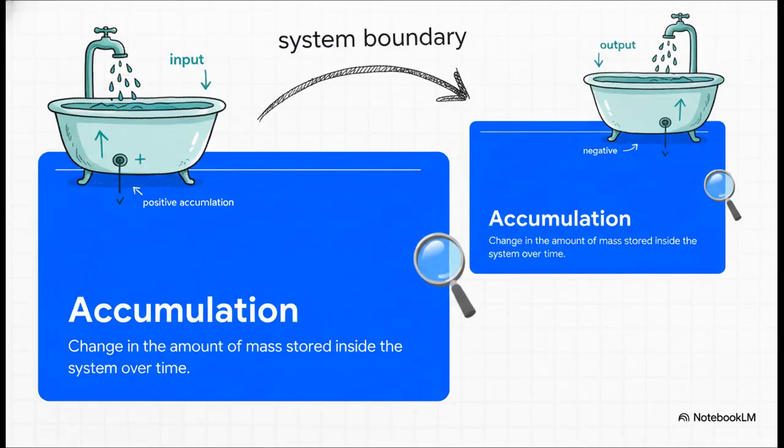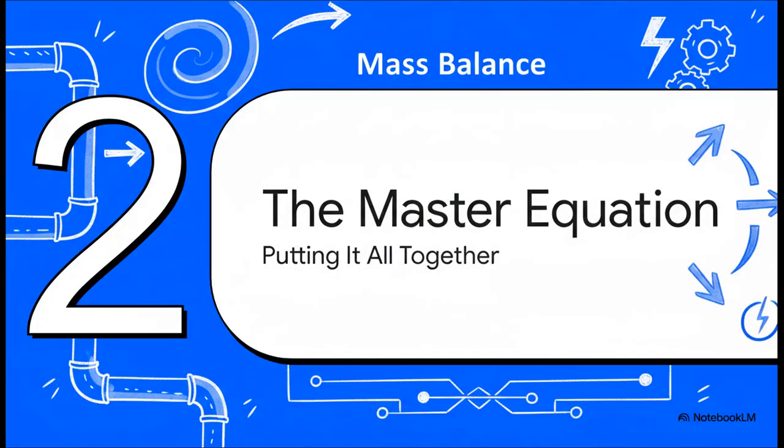So you've got stuff coming in, stuff going out, stuff being created, and stuff being used up. What's the bottom line? Well, that's accumulation. It's the net result of everything else. Is the total amount of stuff in your system going up or down? Back to our bathtub. If more water is coming in from the tap than is leaving through the drain, the water level rises. That's a positive accumulation. But if the drain is faster, the level drops. That's negative accumulation.